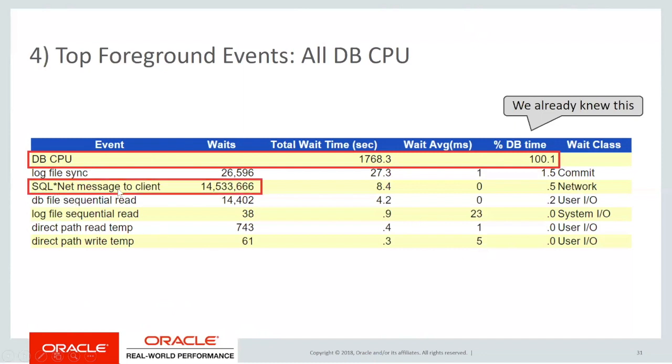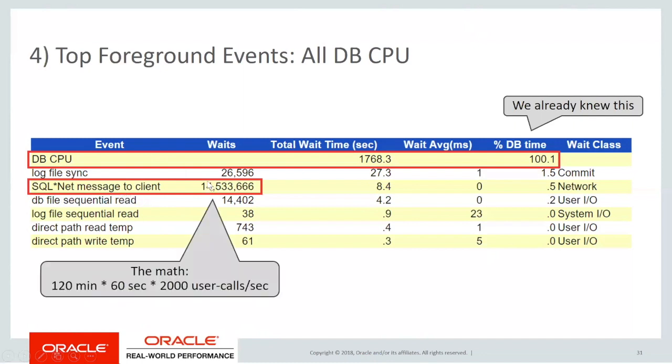Now, what's with this SQL*Net message to client? So I'm being hit by 14 million SQL*Net message to client. Is that my issue? Well, if you do the math, we had 120 minutes times 60 seconds times 2000 user calls per second, which was in the load profile. That pretty much brings us to these 14 million. So the math is right. But of course, the big thing is it's only contributing 0.5% of the time into the DB time. So this is not your issue, and it's perfectly explainable, judging from the figures that we see in the load profile.